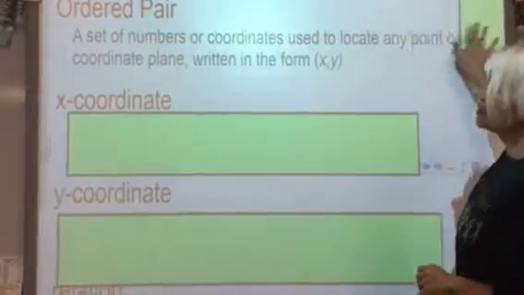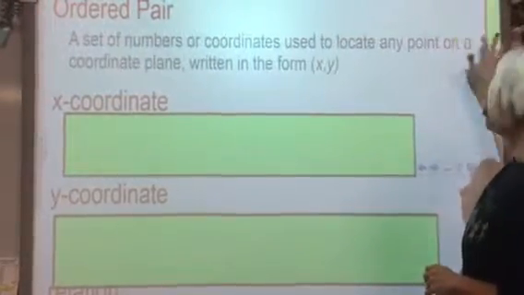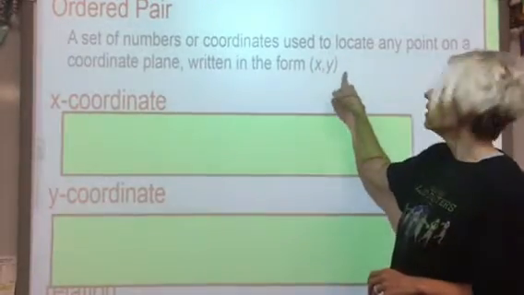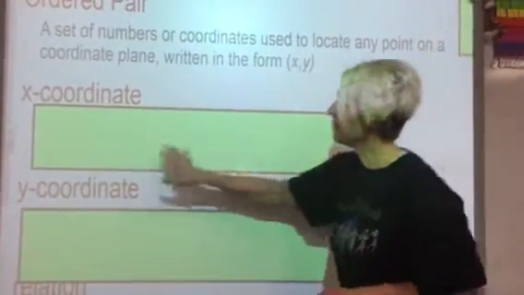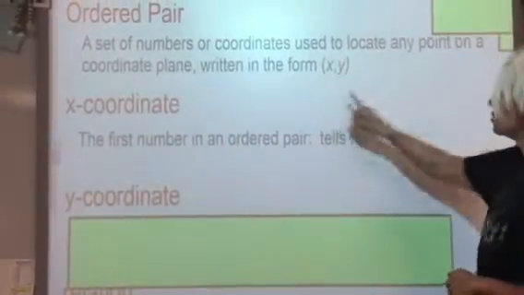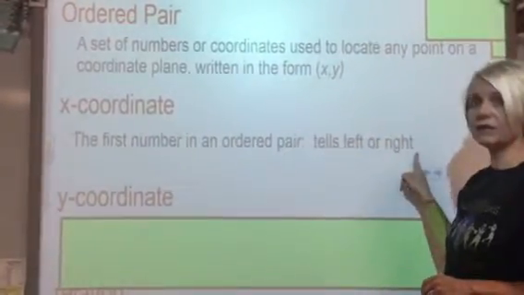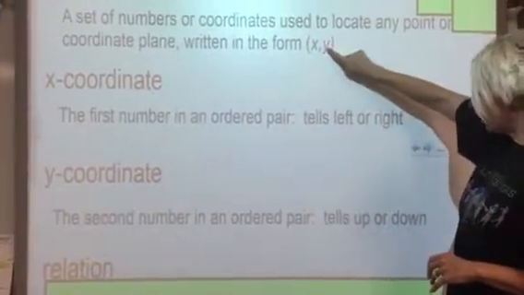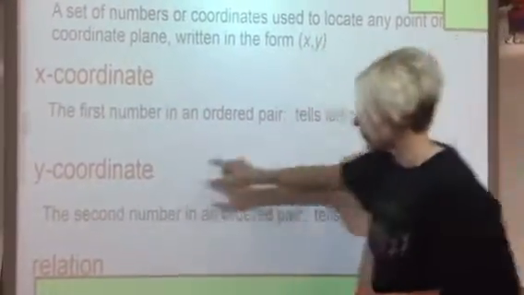An ordered pair is a set of numbers or coordinates used to locate any point on a coordinate plane, written in the form parenthesis x comma y. So we always write the x first, then the y. The x-coordinate is the first number in an ordered pair and it tells left or right. The y-coordinate is the second number in an ordered pair and it tells up or down.